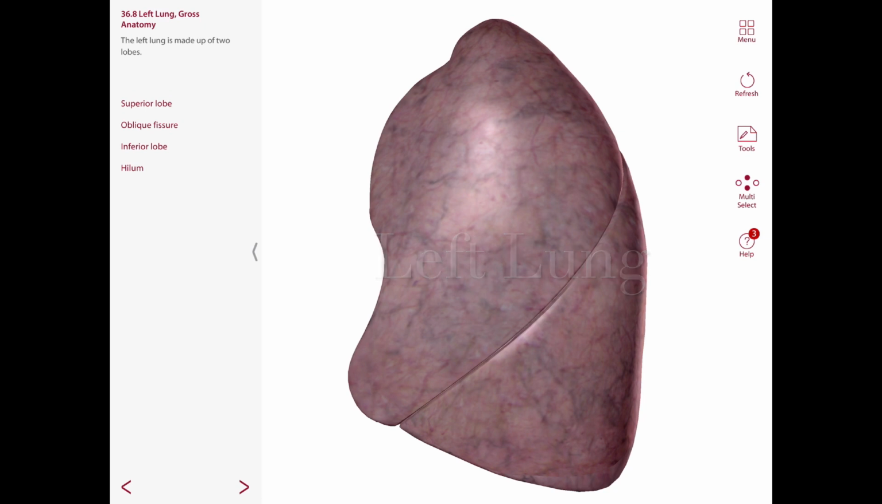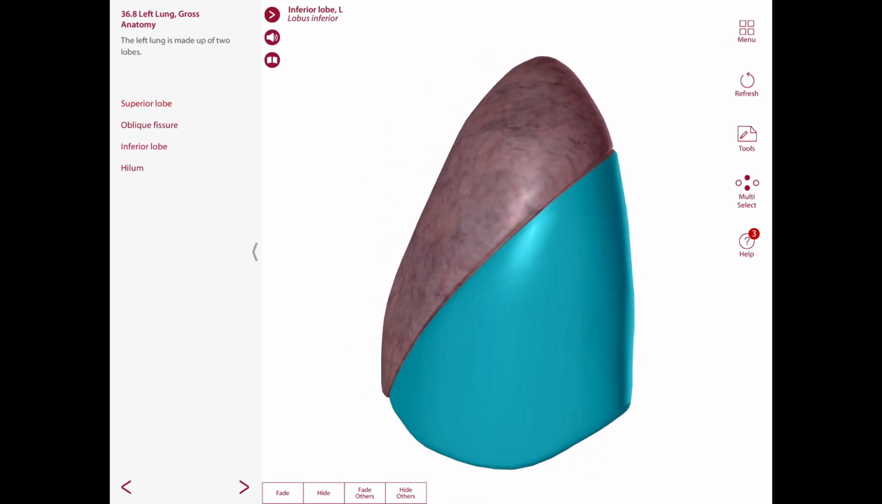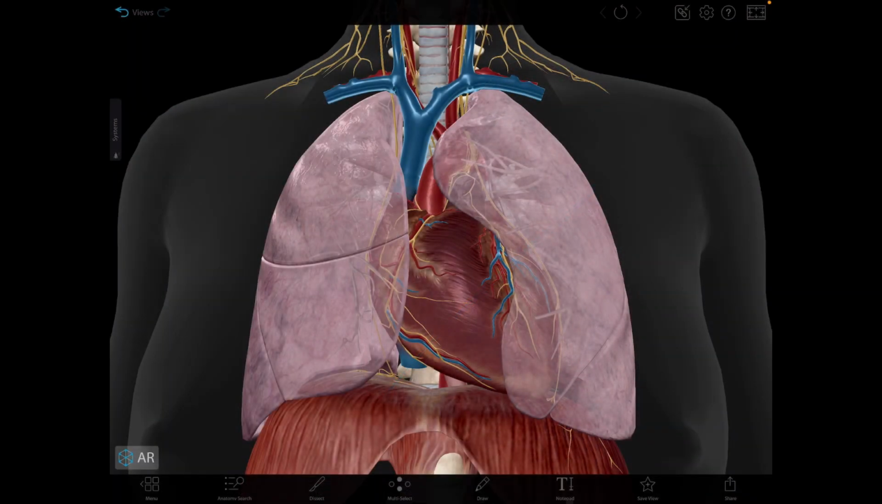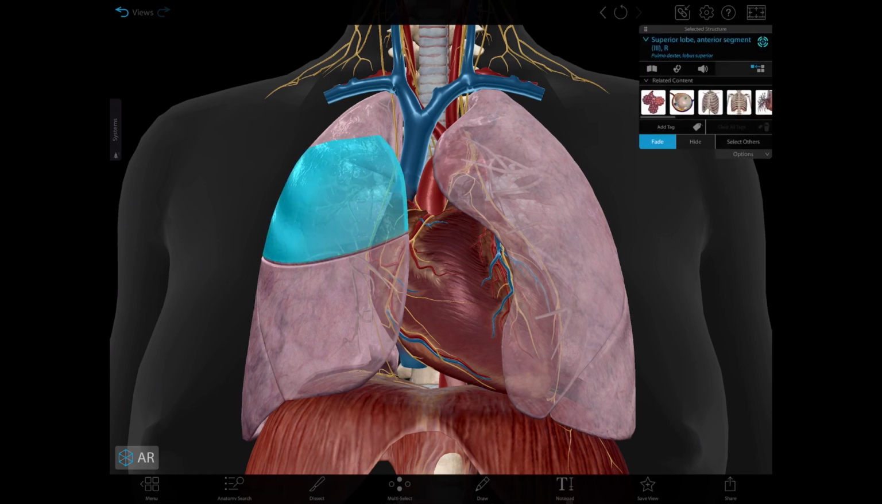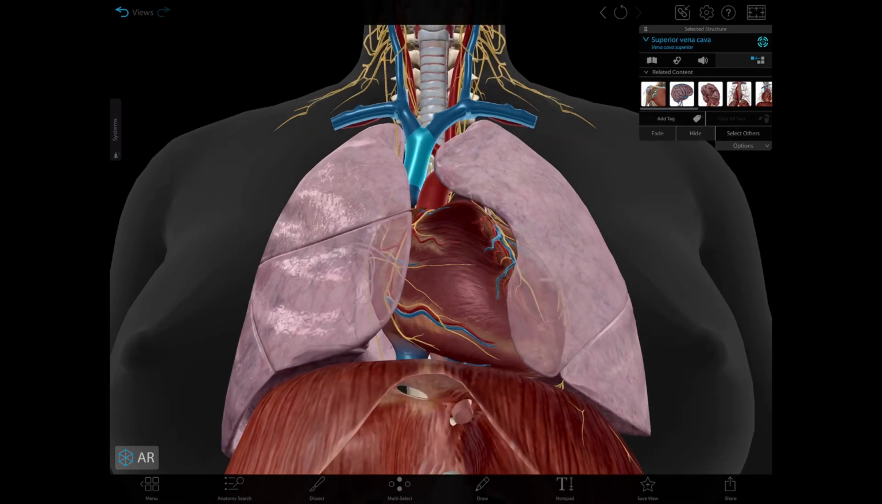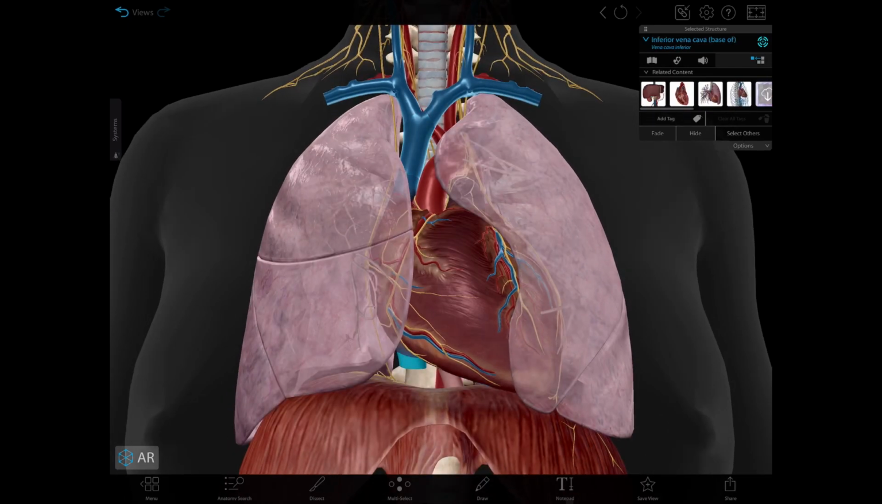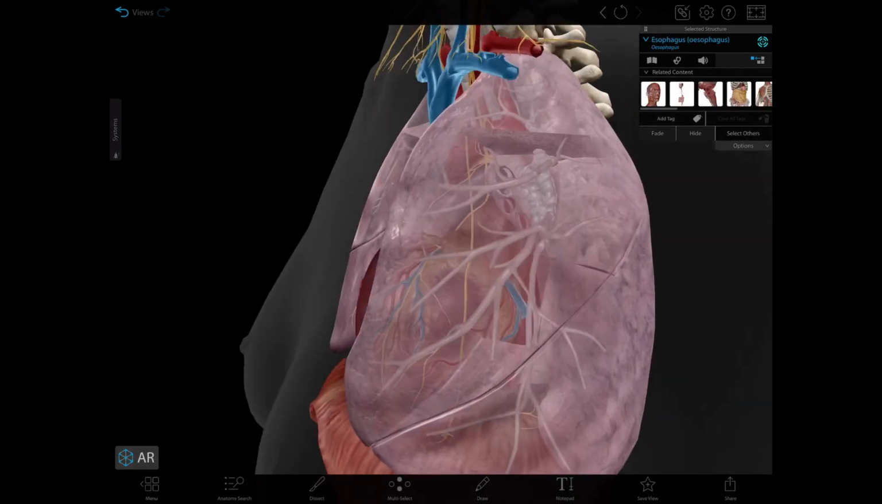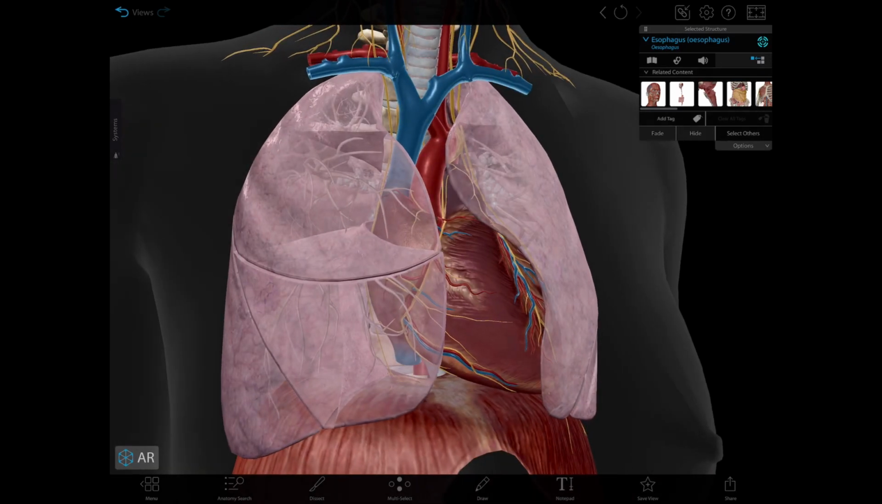Meanwhile, the left lung is divided into 2 lobes. Typically, we're going to have a superior lobe and an inferior lobe, as you can see right here. And it's divided by an oblique fissure. The structures related to the mediastinal surface of the lungs, starting with the right lung right here, are going to be the heart, the superior vena cava, the inferior vena cava, which is right here. Also the esophagus, which is this structure right here, and the azygous vein, which is not shown in here.